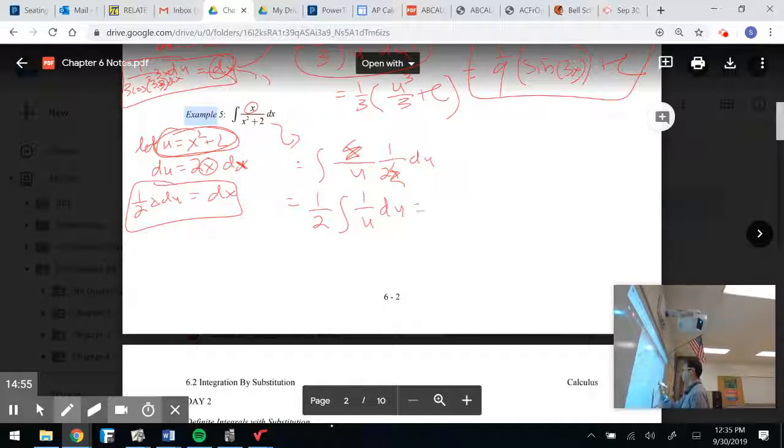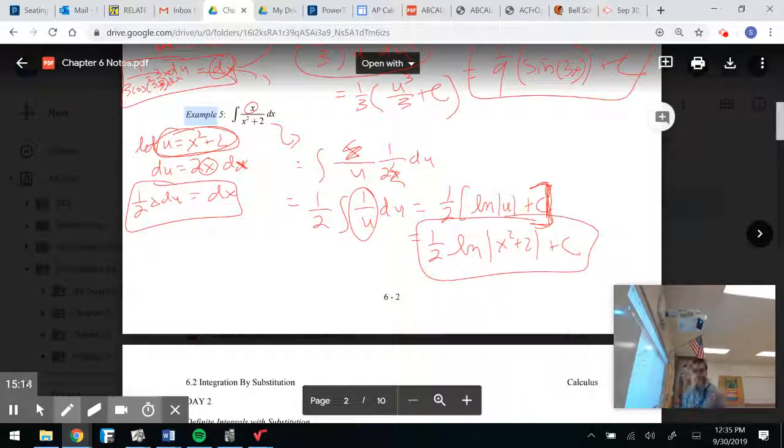Oh, I know what the antiderivative of 1 over u is. The antiderivative of 1 over u is the natural log of the absolute value of u plus c. Oh, snap, I can't have a u in my final answer, so I go ahead and plug that u back in, which happens to be x squared plus 2 plus c. Done. Not bad, huh, class?